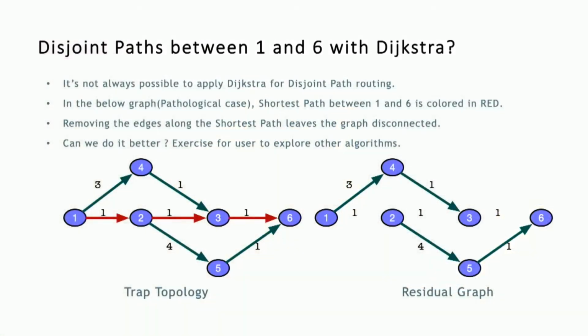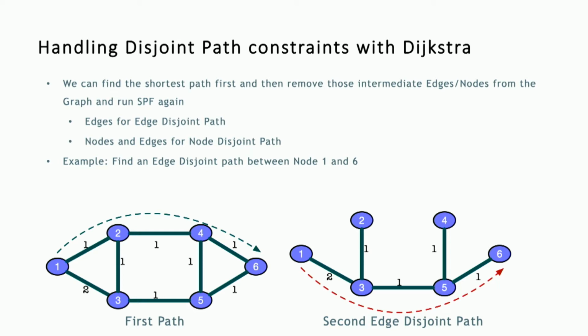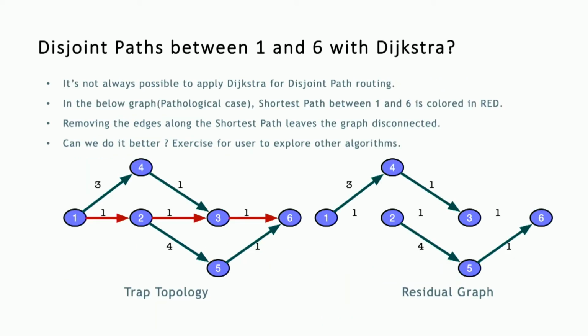A hint would be the Suurballe algorithm, which works to find two disjoint paths. If you would run that algorithm on this topology, it would find you 1, 4, 3, 6 and 1, 2, 5, 6 as two disjoint paths. But that's a high-level overview of how you can figure out disjoint paths. For our case, Dijkstra should be enough. If you feel more ambitious, you can explore the other algorithms which can help you in finding better paths in most topologies.